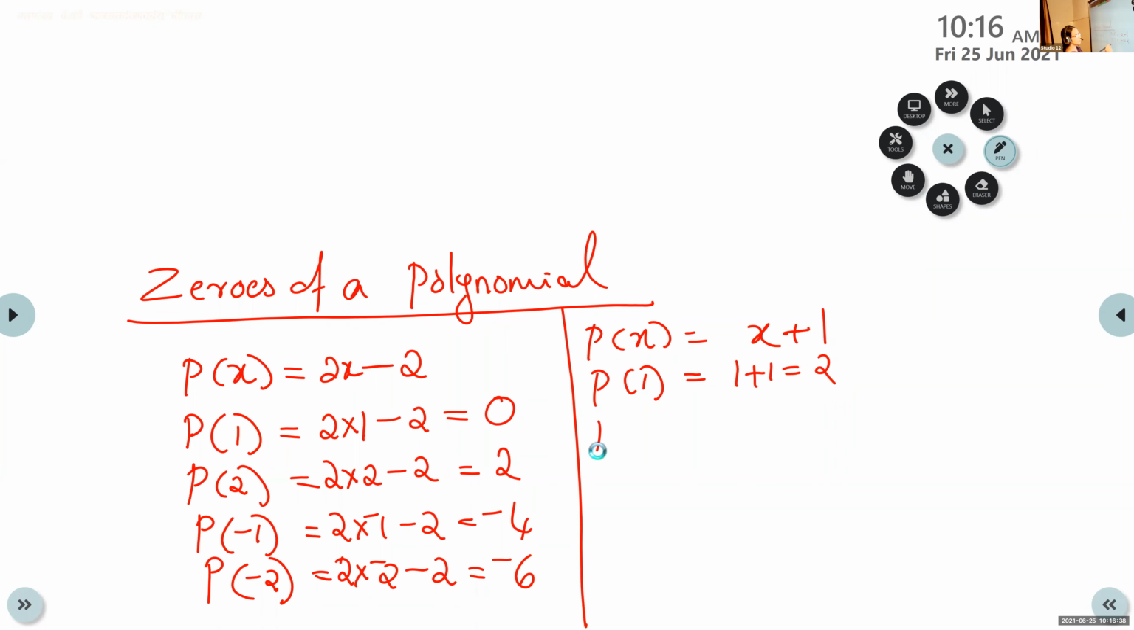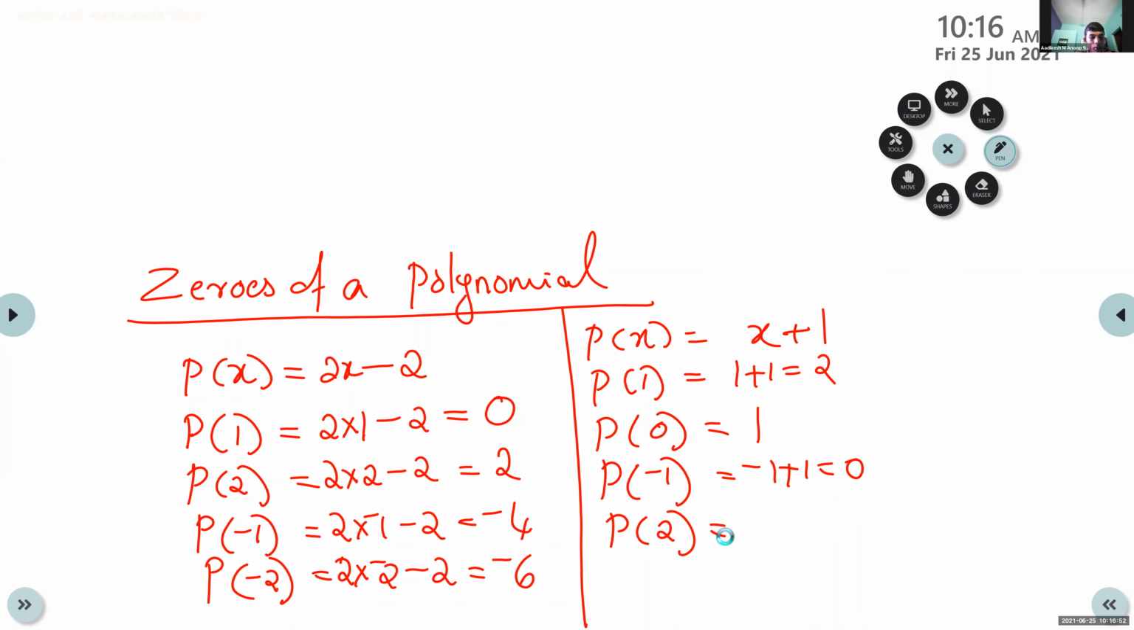1 plus 1, 2. P of 0? 1. P of negative 1? 0. Negative 1 plus 1, 0. P of 2? 2 plus 1, so P of 2 is 3. Okay, so here P of x equal to 2x minus 2, and all these values are when you give x equal to 1, x equal to 2, x equal to minus 1, and x equal to minus 2. Here P of x equal to x plus 1. When x equal to 1, it is 2, 0, 1, negative 1, 0, and 2, 3.